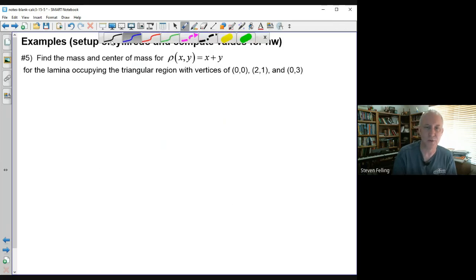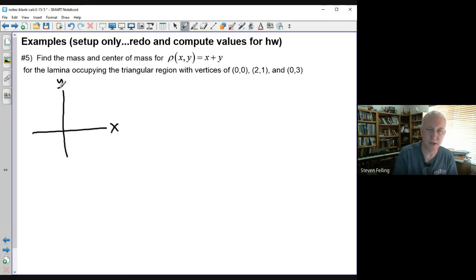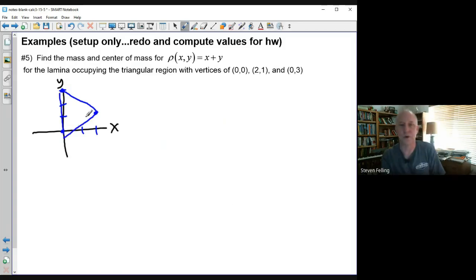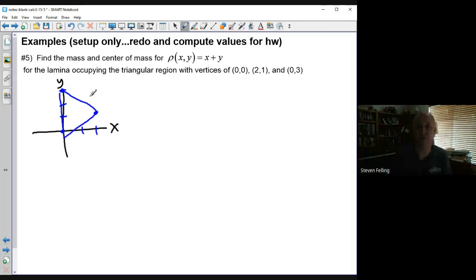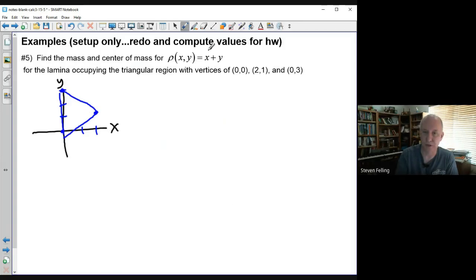So first, we'd want to always graph that domain. So let's graph the domain. And we have the point 0, 0. And then, let's see, we have 2, 1. And then 0, 3. So we have a triangular region in the domain here like this. And we want to find the mass of this if this mass varies. So we have to plug the x and y coordinates in. This mass is not constant. It's varying with x and y according to this.